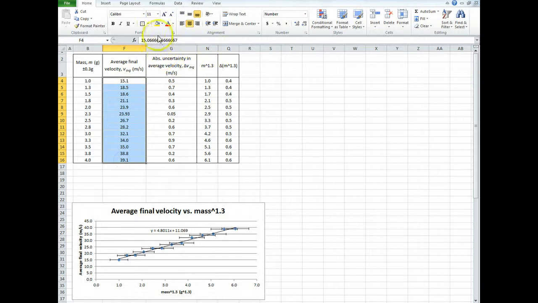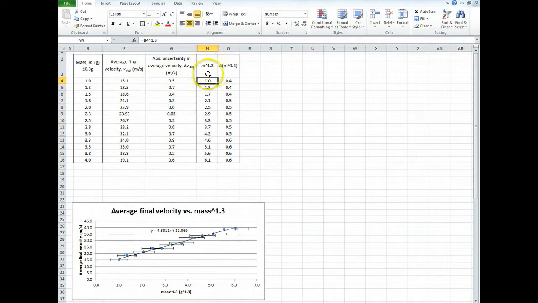And ignore this, I put in numbers here, but really it would be an equation like equals average, and then it would have the 3 cells for the 3 trials highlighted in the middle. So this was my independent variable. This is the average of my dependent variable. Here are my uncertainties in the average values, so this is the uncertainty in my dependent variable. And then I found my power relation.